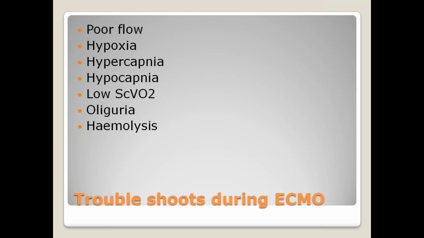So what are the troubleshooting issues that you can get during the course of ECMO? First thing is poor flow. You may not be able to get adequate flow. Second, in spite of being on ECMO, the patient is hypoxic, saturation is low, less than 85, less than 80. Third, in spite of being on ECMO, the patient is hypercapnic, CO2 is high. Then tissue perfusion is still poor, you are not able to adequately support the patient, oliguria, or the patient develops hemolysis. These are the common issues that you can come across whenever you see a patient on ECMO.